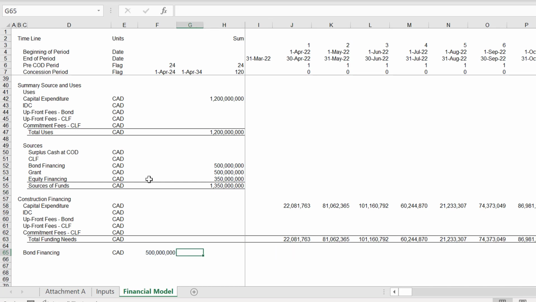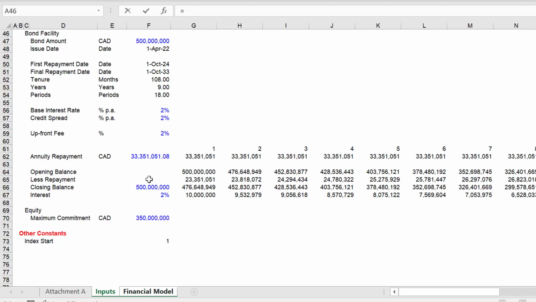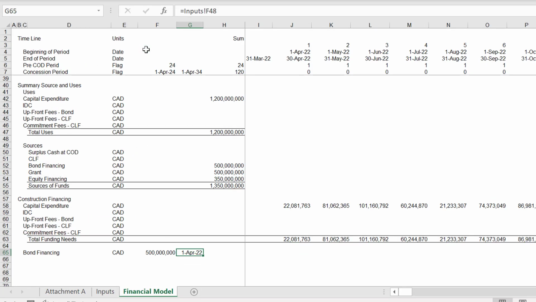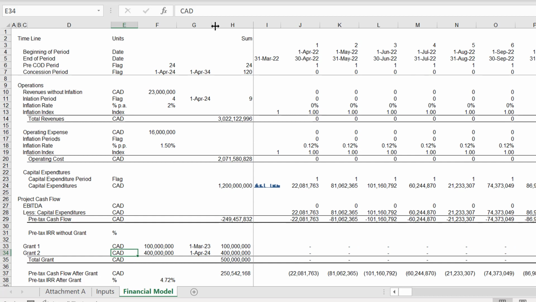I'm going to also put the issue date, which was the financial close date. Okay, so I tend to put up here, I call this driver 1, but that's just me. Nobody else does that, so don't think that's necessarily a good thing to do.